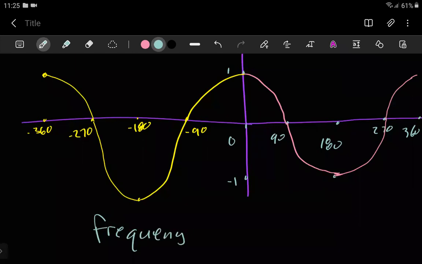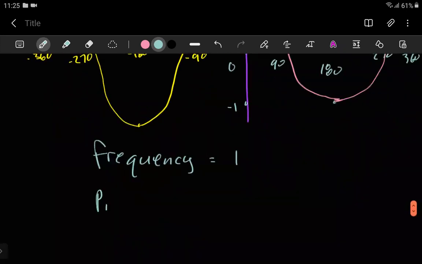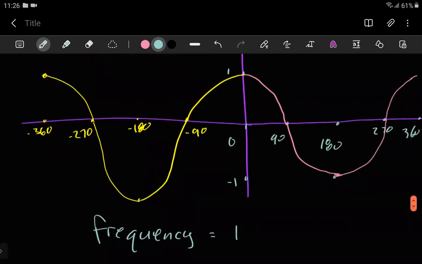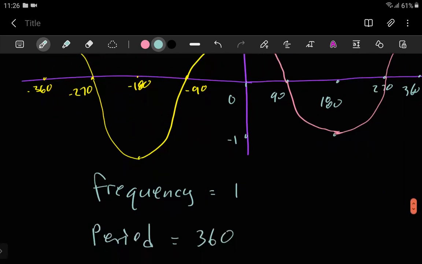The frequency in C is equal to 1, because in a space of 360, you're seeing one graph. The period is going to be equal to 360 degrees, because it's taking 360 degrees to see one full graph. That's what you should remember. That's the key element, and you should just keep that in mind.